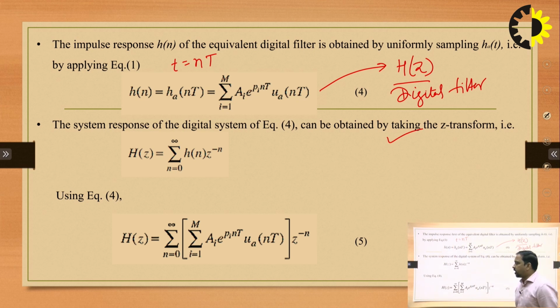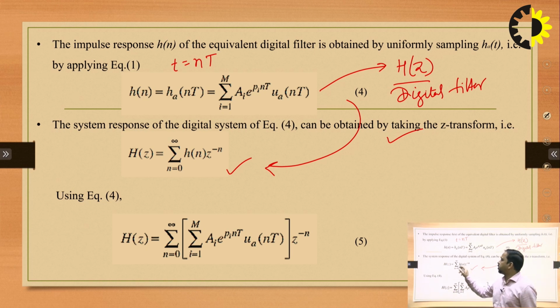So, we have the equation of the Z transform: H of z equals the summation n equals 0 to infinity of h of n z raised to power minus n. By utilizing equation number 4 in this, I'll have this summation for H of z, and instead of h of n, I'll put the same value over here. Now I'm going to change the order of summation. The summation i equals 1 to m will go outside, and the summation n equals 0 to infinity will go inside. We're going to interchange this.